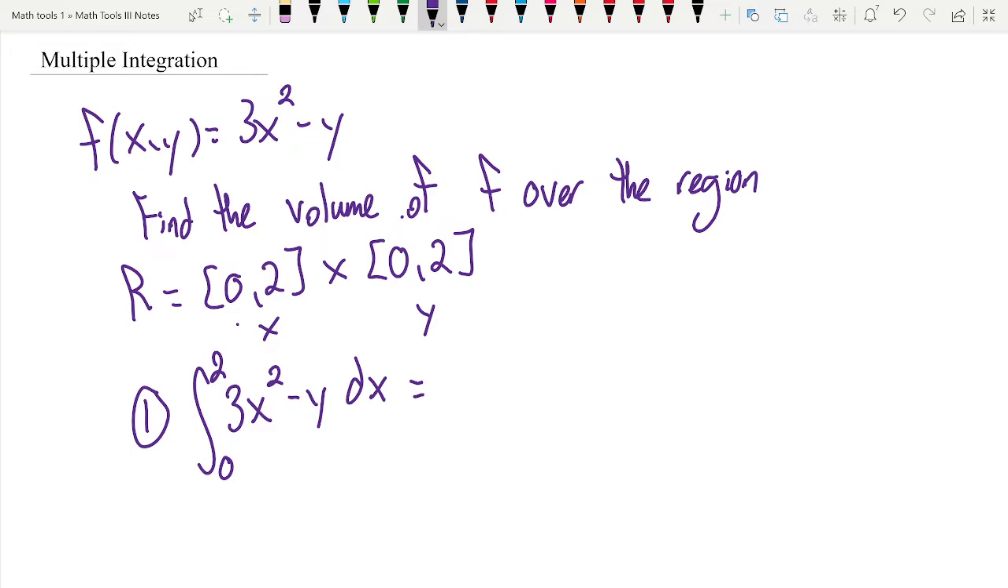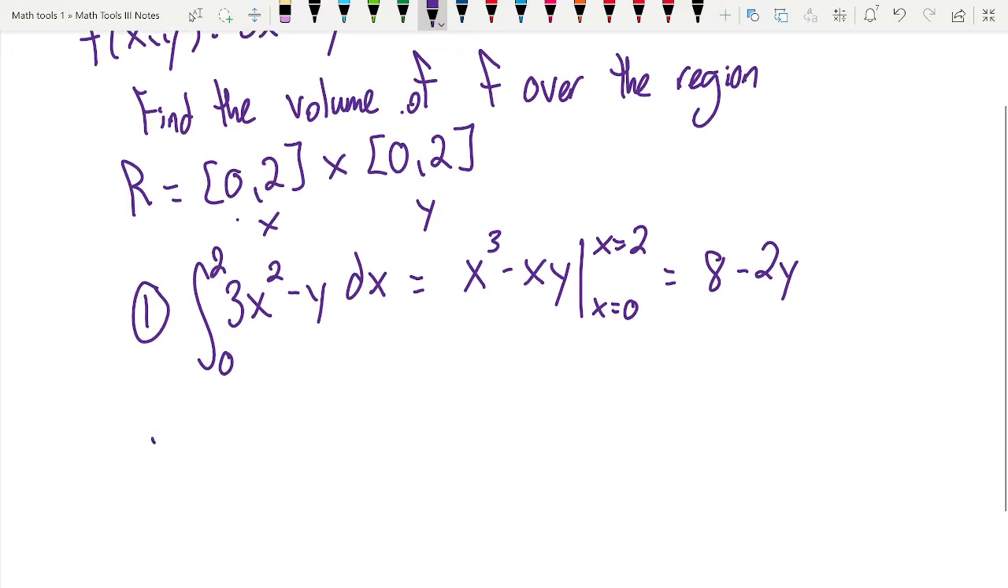Okay. So here we're going to get x cubed minus xy, right? Because y is a constant. And we're doing this from x equals 0 to x equals 2. So we're not just going to get a number in this case because we're going to have y in there still. But we're going to have 8 minus 2y, because the other points will be 0. And then we're going to take that function, the output there, and integrate that over the y points.